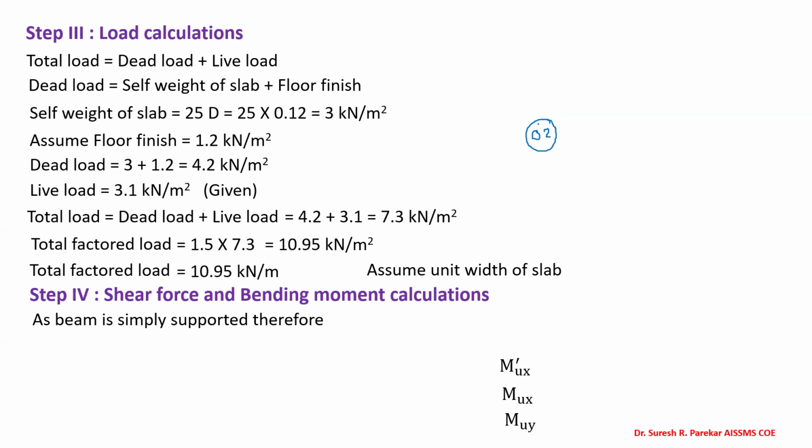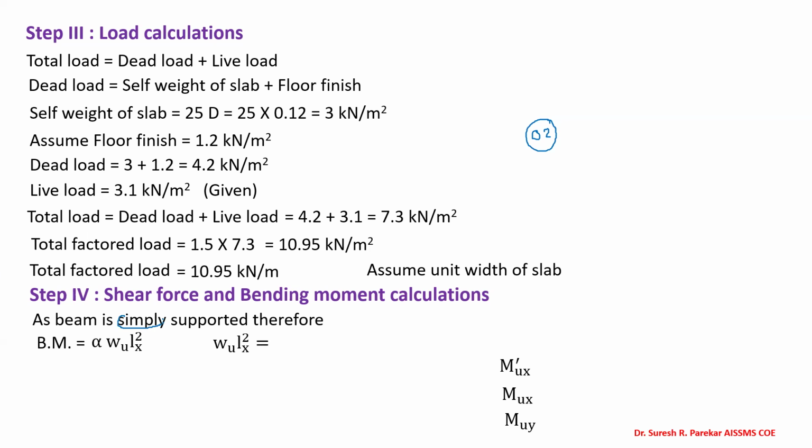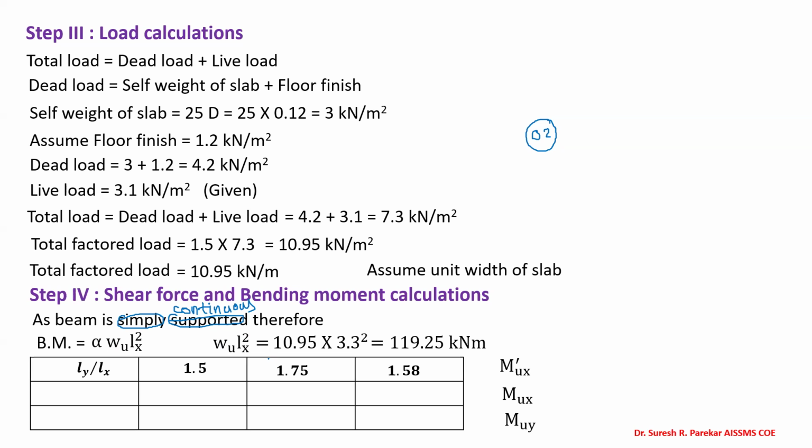So as beam is continuous, it is actually not simply supported. Therefore, we have to use annex D, and by using this, we have to find value of WU Lx square, and from this we have to find value of moments, and then we have these moments.